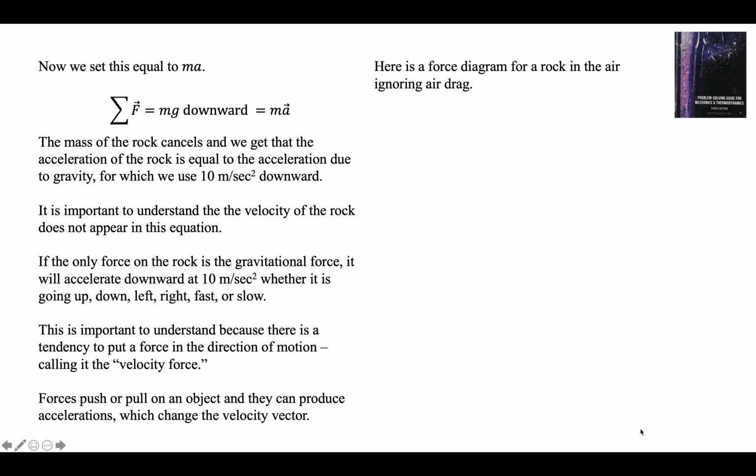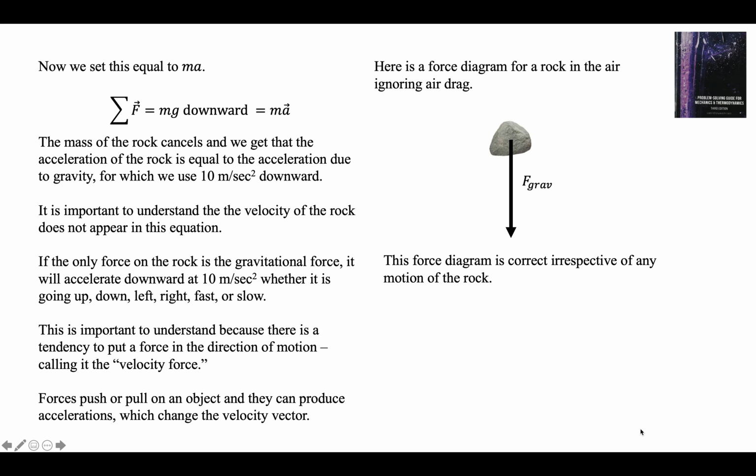because that's what acceleration is. So here's a force diagram for the rock in the air, ignoring air drag. It's mg down. It's F gravity. There's no direction of speed. You don't put the speed on there. It could be at rest. Doesn't matter. It's accelerating downward 10 meters per second every second. It's correct irrespective of any motion of the rock.